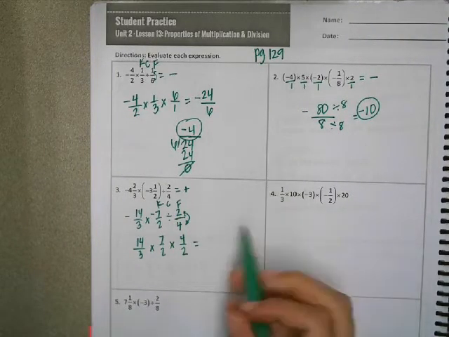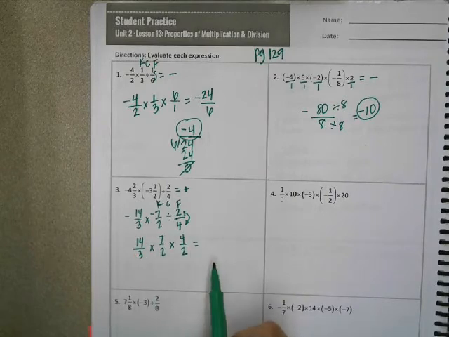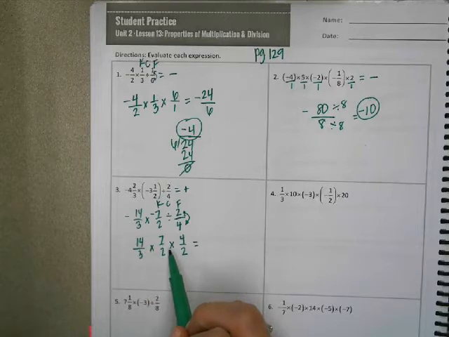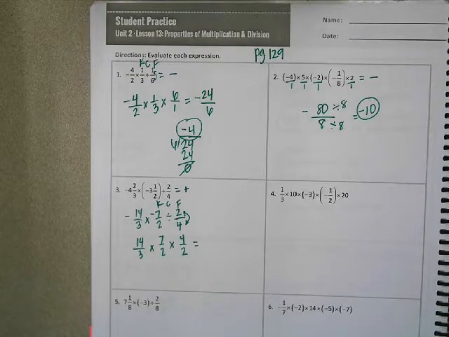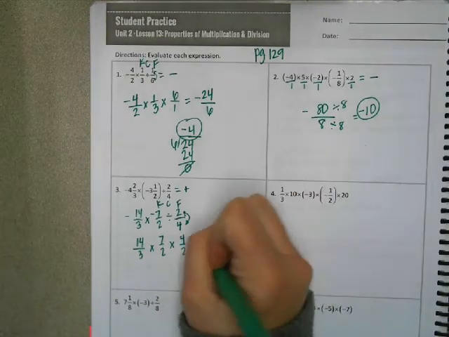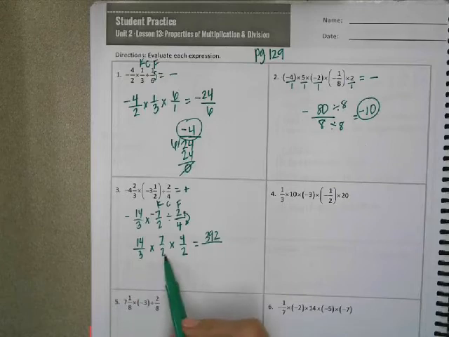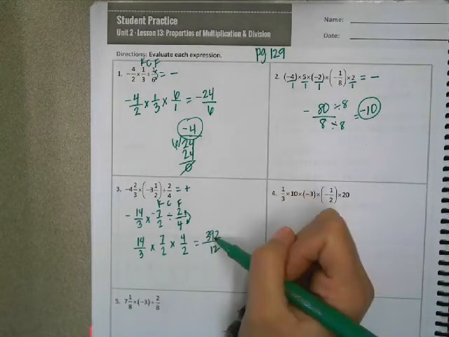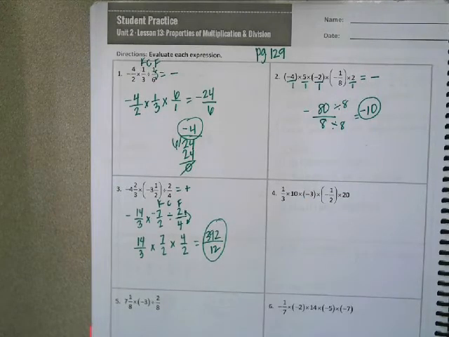Then we're going to multiply straight across. Let's see, we have 14 times 7 times 4 is 392. And then on the bottom, we have 3 times 2 is 6, times 2 is 12. Don't forget it is positive, so we're just going to leave it like this.